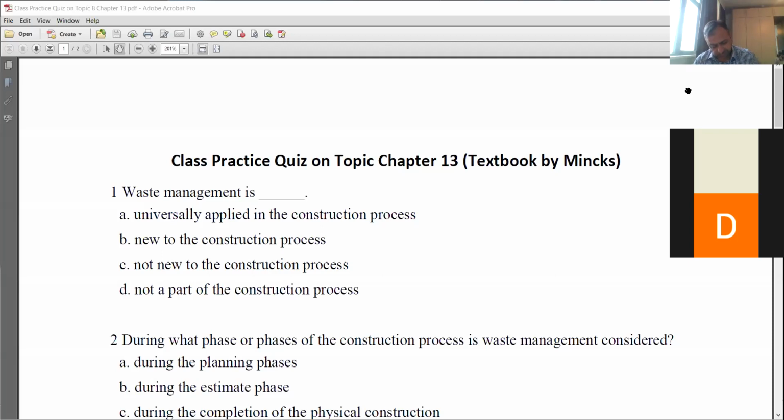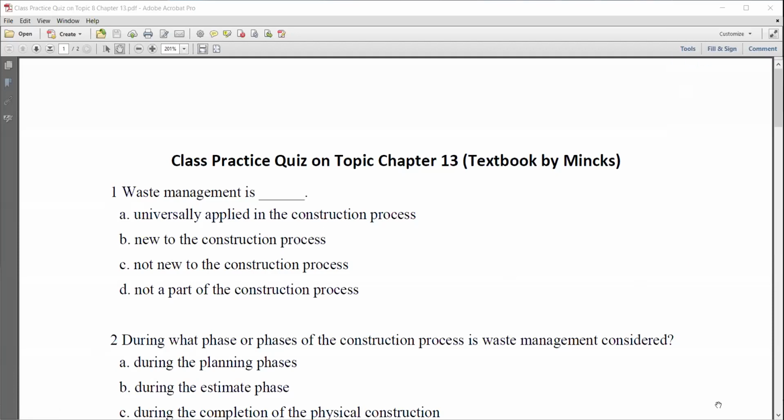So the correct answer is? So what is the correct answer? Yep. Tell me the correct answer so that we can move forward. Can we say it is relatively new compared to the construction process itself? Relatively new. But yeah, it's relatively new, of course.